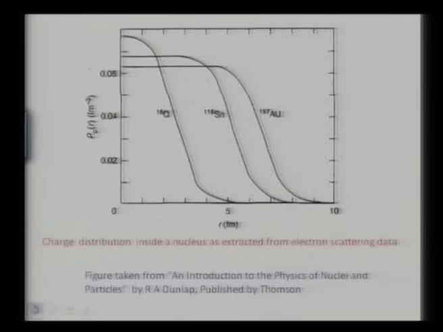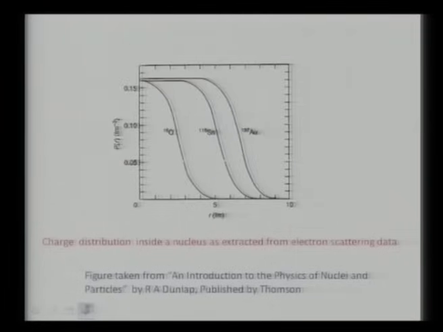I go back to the previous slide and you see the difference here. You see the difference here for the three nuclei. This is only proton distribution. Protons are distributed this way, but when you look at the neutron plus proton total mass, then everything almost coincides here at 0.17. So, this is number of nucleons per femtometer cube, 0.17, and then you have the general appearance.